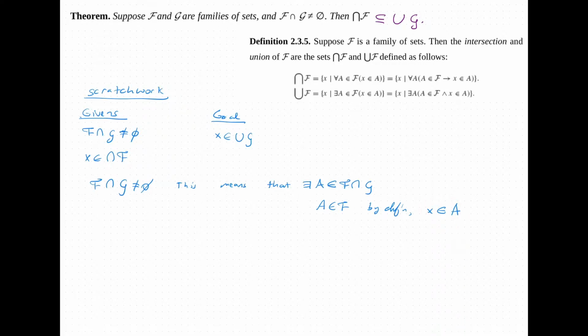But now, A is also in G. And so if A is in G, and we have that x is in A, which is in turn in G, then we have that there is at least one set A in the family G containing x, so x is in the union of the sets in the family G by definition. That's the intuition of how we go about this proof, and now we can go ahead and write this formally.